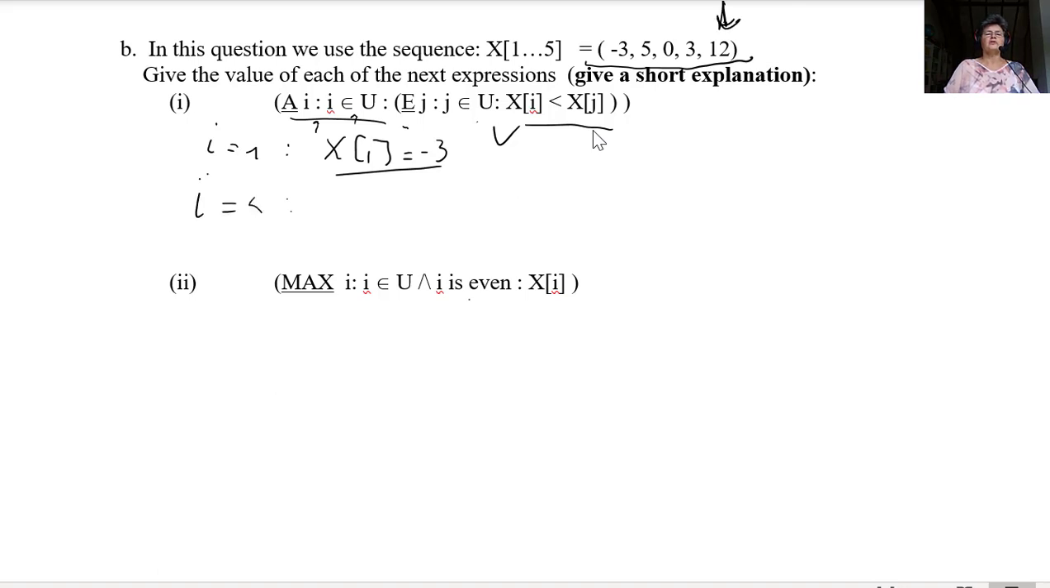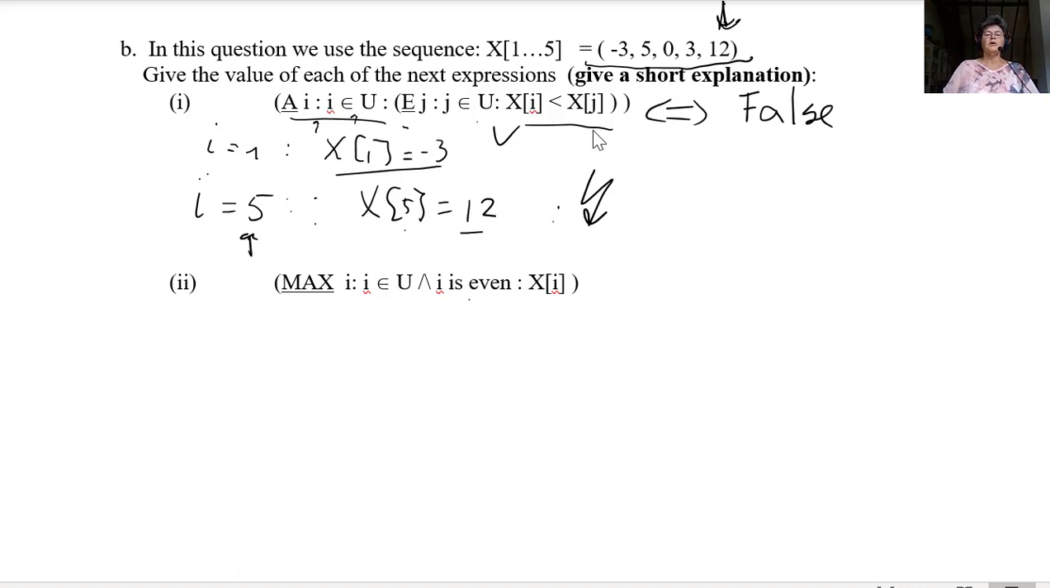So when i is 5, then x5 is 12. Okay, so can we now find a j in such a way that xi, so this 12, is smaller than xj? And of course we can't, because 12 is the largest number present in the sequence. There is no larger one. So I've got a counterexample. So the complete universal quantifier will give us a false, because I found one counterexample for i is 5.